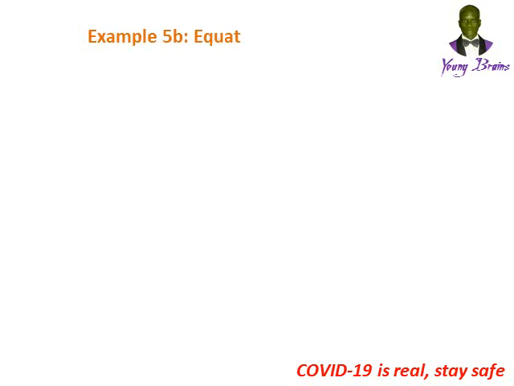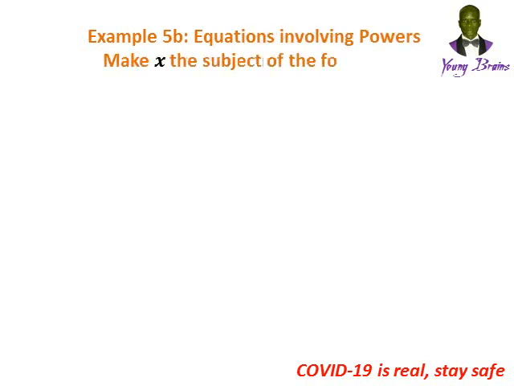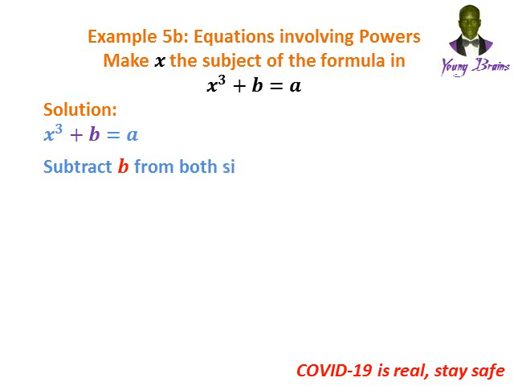Example 5b, equations involving powers. Make x the subject of the formula in x cubed plus b equals a. In this equation, x is raised to a power of 3. Solution: x cubed plus b equals a. We have to remove b from the left hand side. To do that, we need to subtract b from both sides.